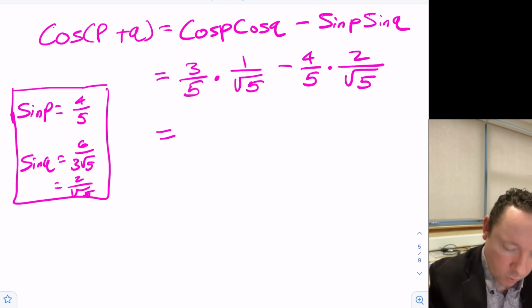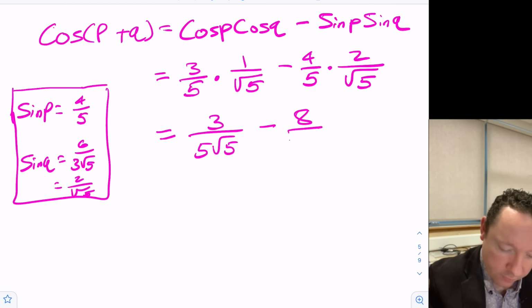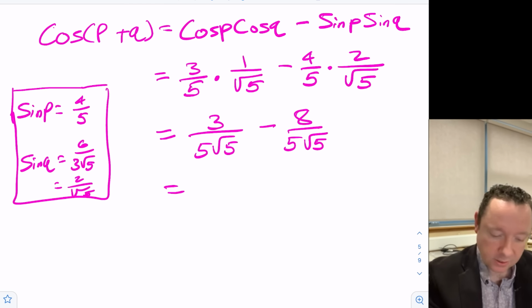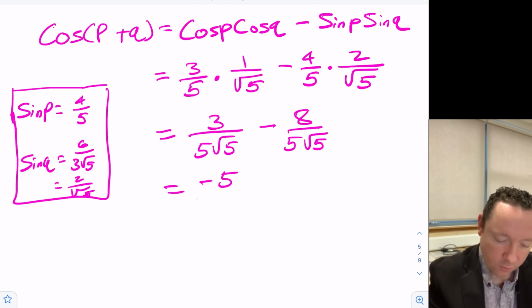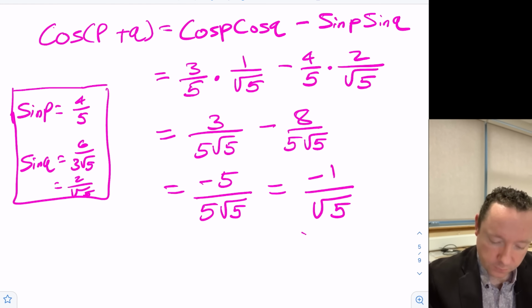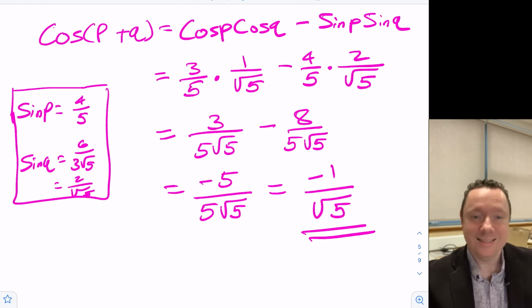So that equals 3 over 5 root 5 minus 8 over 5 root 5. 3 minus 8 is minus 5, so we get minus 5 over 5 root 5. And we can simplify that by taking 5's out. Divided by 5, you get minus 1 over root 5. Do not be tempted to divide these because that's under a root and that isn't.